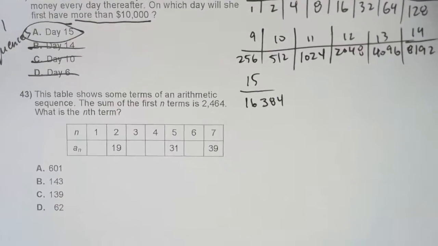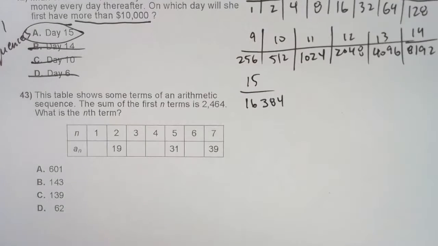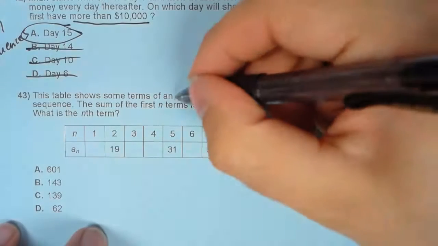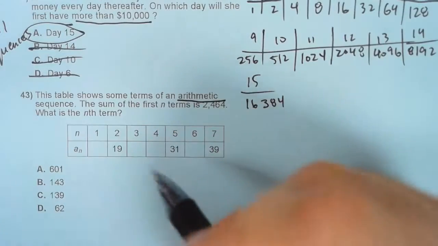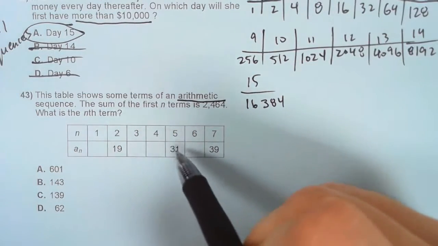Okay, last EOC correction. This table shows some terms of an arithmetic sequence. The sum of the first n terms is 2,464. What is the nth term? We're going to use adding and subtracting. So they're giving us some gaps here. We've got a gap of 1, 2, 3 things and a gap of 2 things.